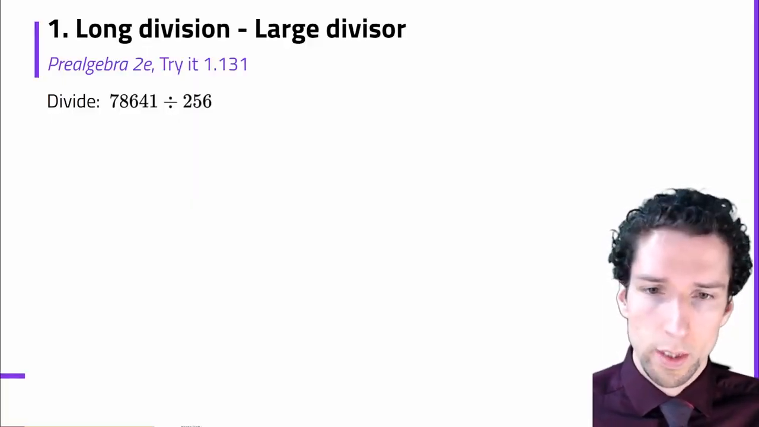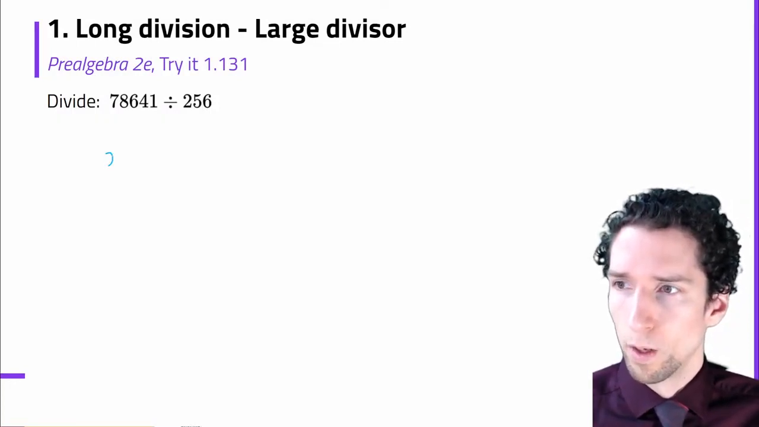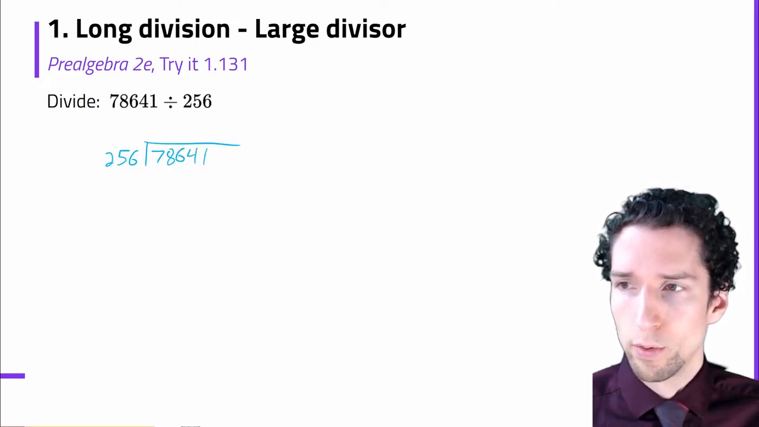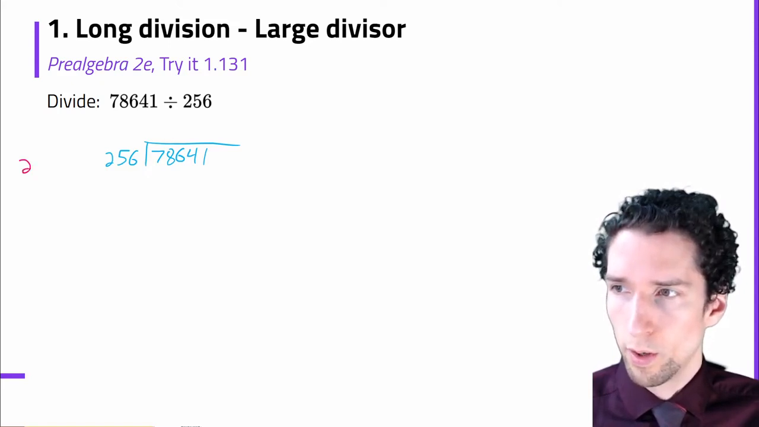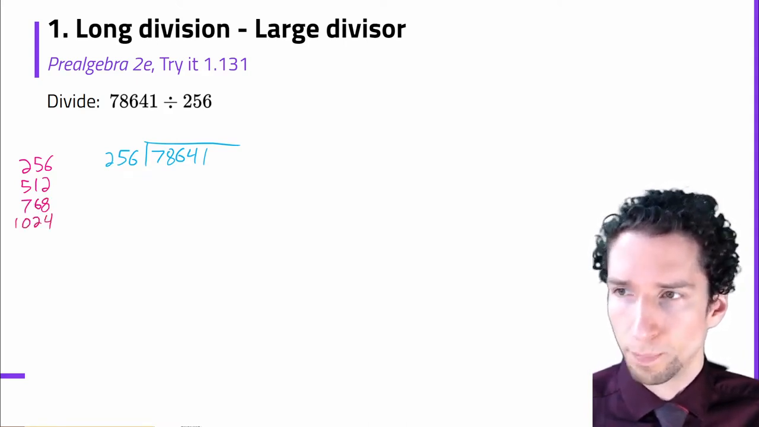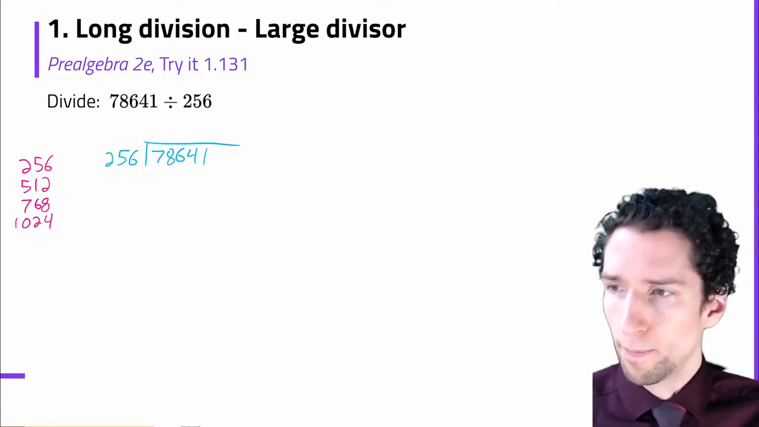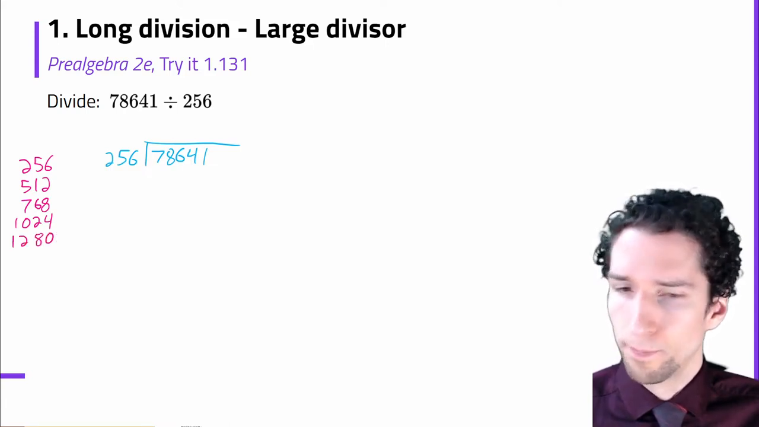Okay, so long division with larger numbers. So 2 practice ones. First one I will do. We have 78,641 divided by 256. 256 is an easier number to work with. Sort of powers of 2. Second multiple here would be 512. 768. 1024 times 4. Okay, so I won't write all of them out, but those might be handy. 1,280, I think we'll need too.